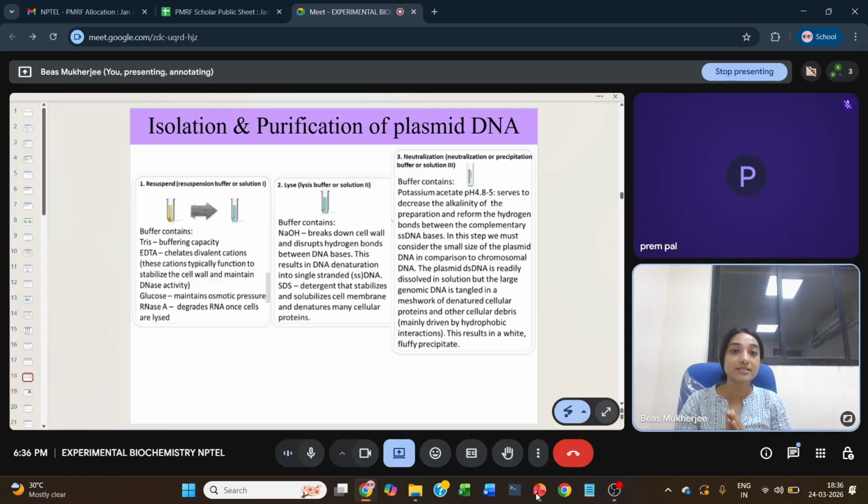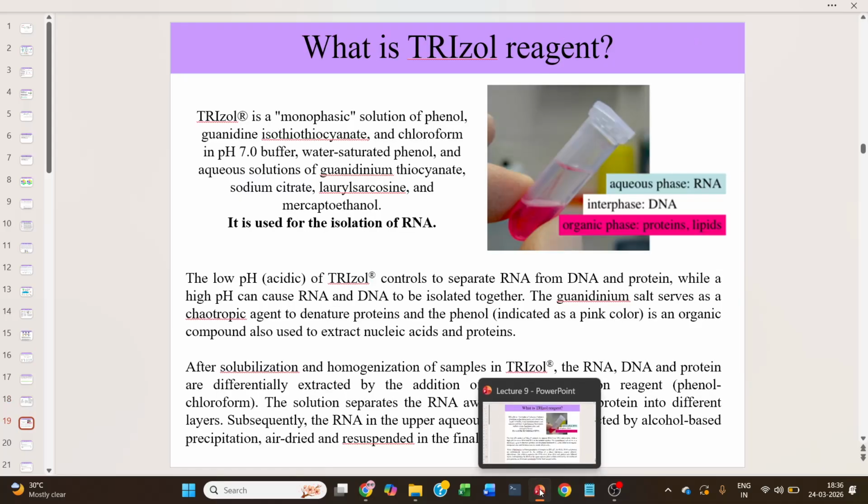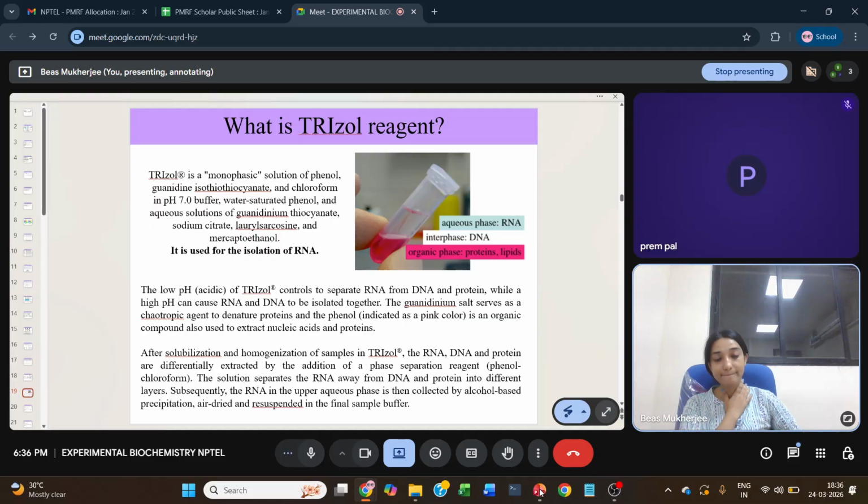In this step, we must consider the small size of the plasmid DNA in comparison to the chromosomal DNA. The plasmid double-stranded DNA is readily dissolved in the solution, but large genomic DNA is tangled in a meshwork of denatured cellular proteins and other cellular debris, mainly driven by hydrophobic interactions. So this results in the white fluffy precipitate. Okay, so this is the entire principle of plasmid DNA purification.